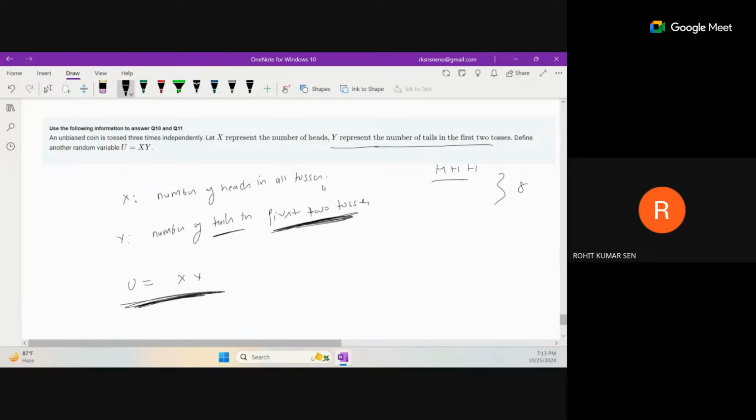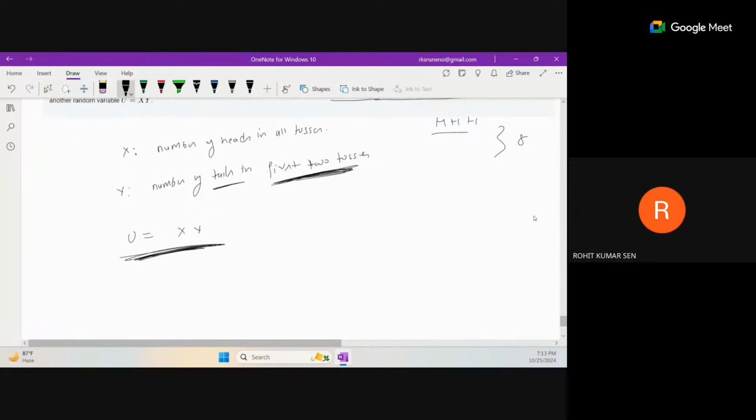Define another random variable U equal to XY, and they are asking for the probability mass function of U. First of all, you need to find what possible values it takes, and after that find the probability of U equal to each value. So basically you need to find the probability mass function for U. It is a similar question to the one we solved previously, so we will solve this question in the same way.